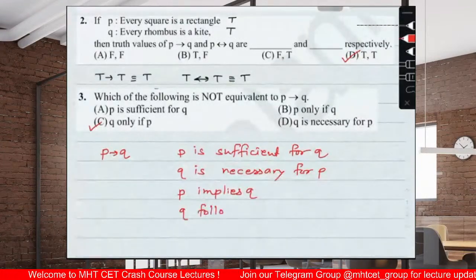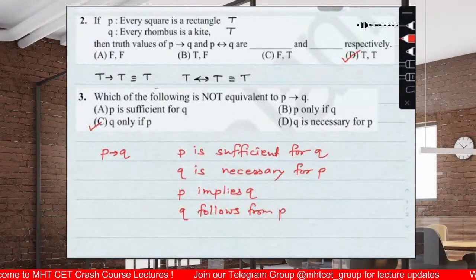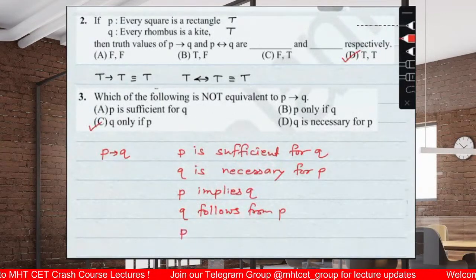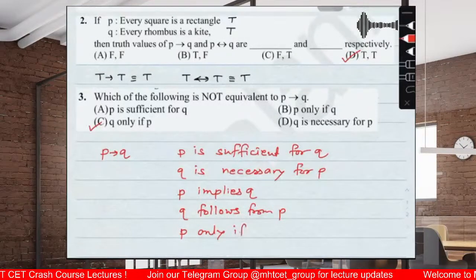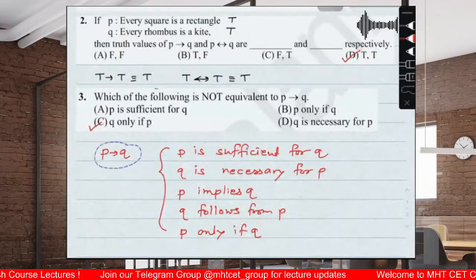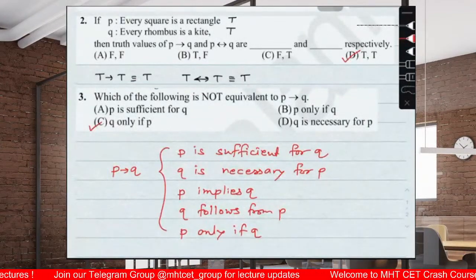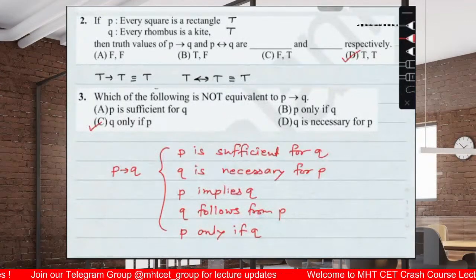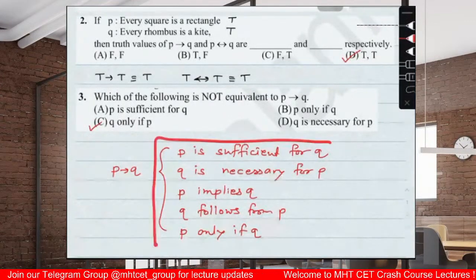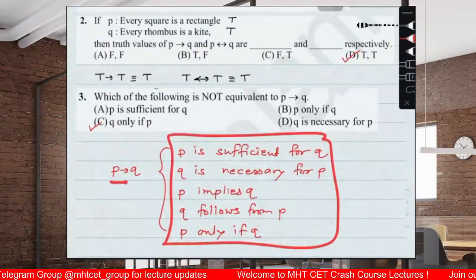Q follows from P भी बोलते हैं इसको. And the last one is P only if Q. तो ये सब टेक्स्ट बुक में लिखा हुआ है. अगर प्रॉपरली पढ़ा है तुम लोगों ने तो ये याद रखो. Yeah, this is given in textbook. So all these are same as P implies Q.